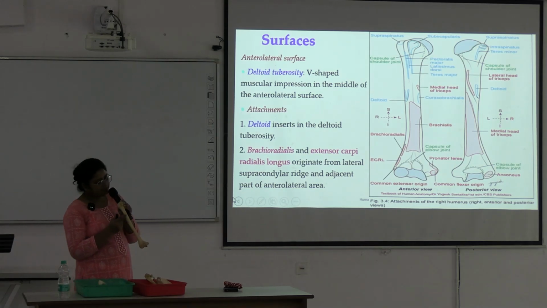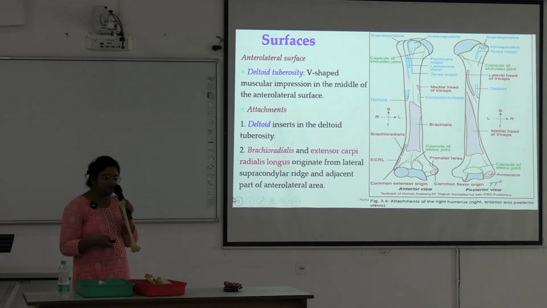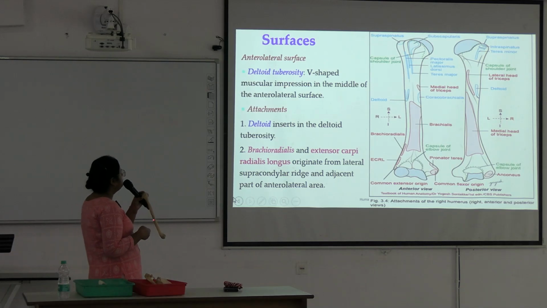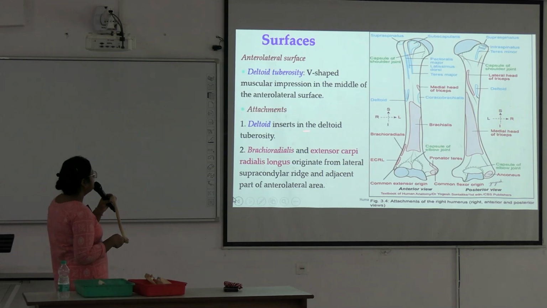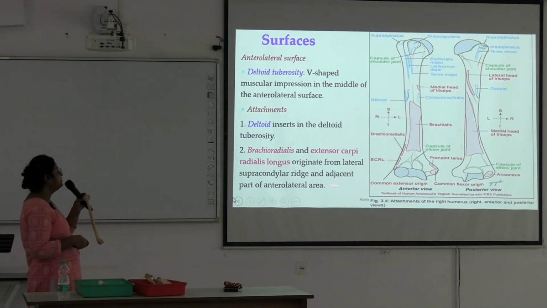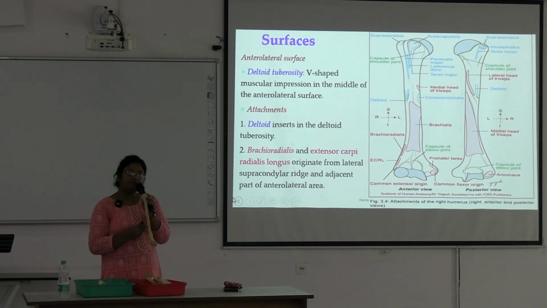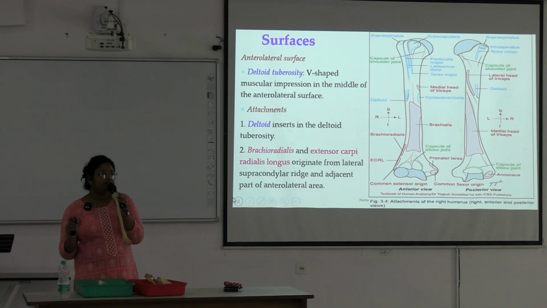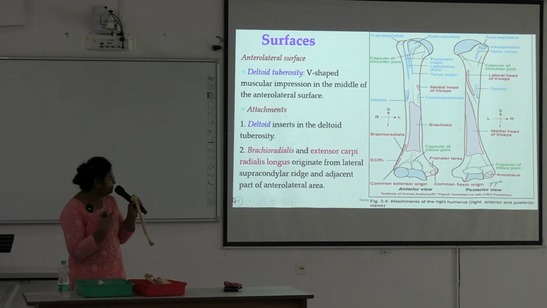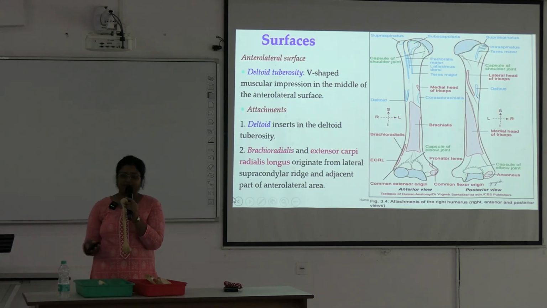In the middle of this surface there is a V-shaped deltoid tuberosity for the insertion of the deltoid muscle. See, deltoid tuberosity, V-shaped muscular impression in the middle of the anterolateral surface. Deltoid inserts in this deltoid tuberosity. Brachioradialis and extensor carpi radialis longus originate from the lateral supracondylar ridge and adjacent part of anterolateral area. Here, this sharp part is known as the lateral supracondylar ridge. Upper 1/3 gives attachment to brachioradialis, lower 2/3 to the extensor carpi radialis longus. Okay. Next.